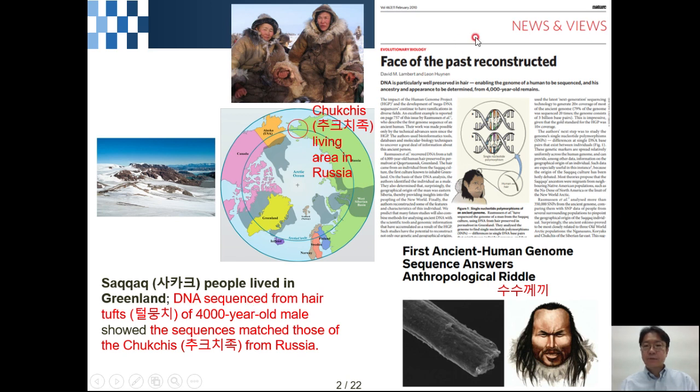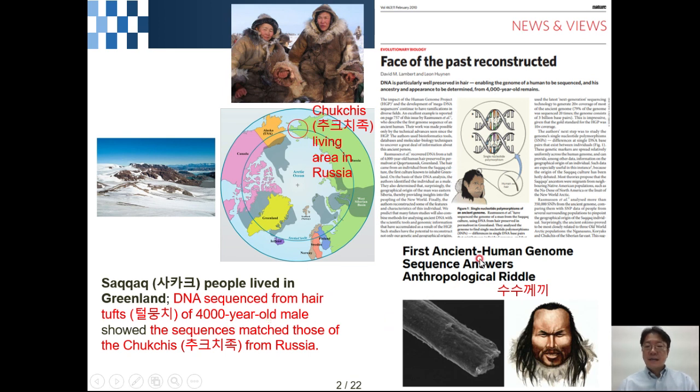This is their paper, which was published in Nature. They did whole genome sequencing using the hair tuft and found that the DNA sequence from the hair tufts of the 4,000-year-old male was nearly similar to the DNA sequence of people who live in Russia. The Chukchi people still live in Russia, and their DNA sequence is nearly similar to the DNA sequence from the hair tufts of the 4,000-year-old male.